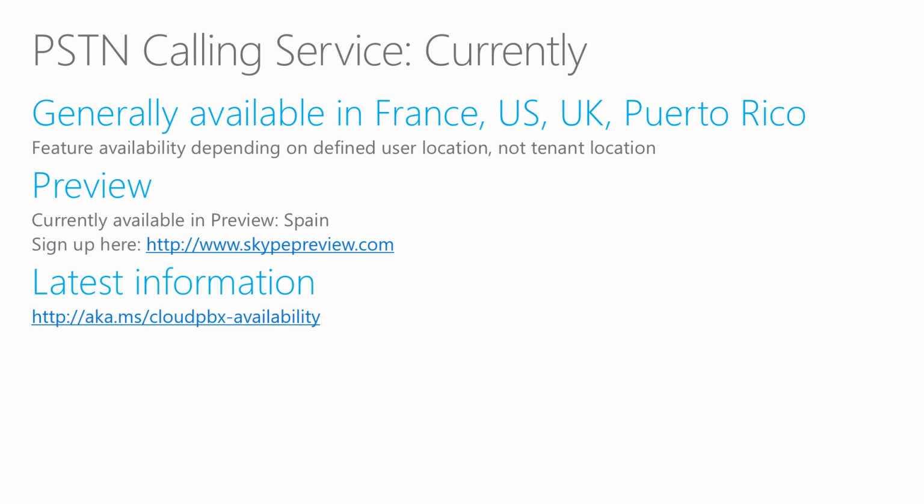In addition to the countries where it is already available, we also have Spain in preview. If you have users in Spain and you are interested in enabling these users, please go to skypepreview.com. You can sign up and you can get early access to that feature to enable users in this country. Also, in the future, we will continue adding countries. You will learn about it first at skypepreview.com. For the latest information, because training might be outdated at the time you're watching it, please go to aka.ms/cloudpbx-availability to learn in which countries and regions Cloud PBX with PSTN calling is available.